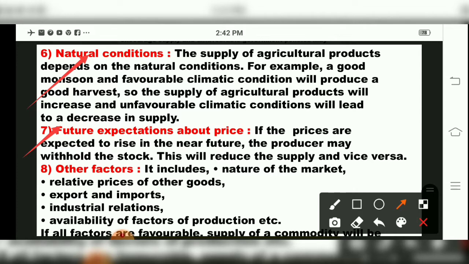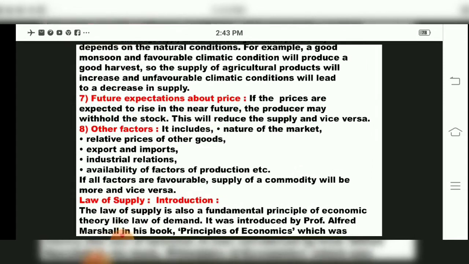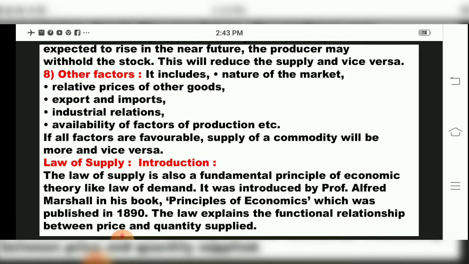Now other factors are what? It includes nature of market, relative prices of other goods, export and import, industrial relations, availability of factors of production, etc. So these factors are also there, children. If these factors are favorable, the supply of the commodity will be more, and vice versa. That means the opposite of that.